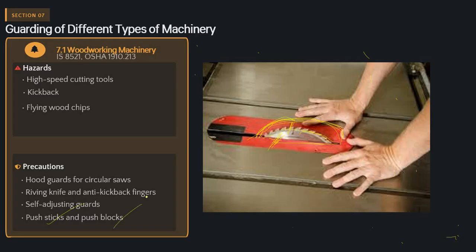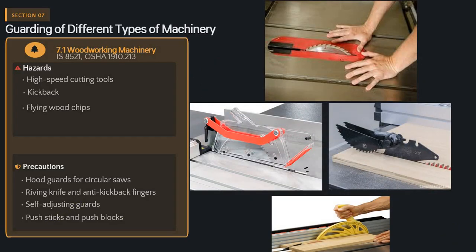And finally we should have push sticks or push blocks to hold the workpiece. Even if something goes wrong, it should not cause any kind of accident to the fingers. So like this. This is a foot guard. It will be placed on the saw, and it also acts as an adjustable guard based on the workpiece. Whenever the workpiece size increases, it adjusts accordingly.